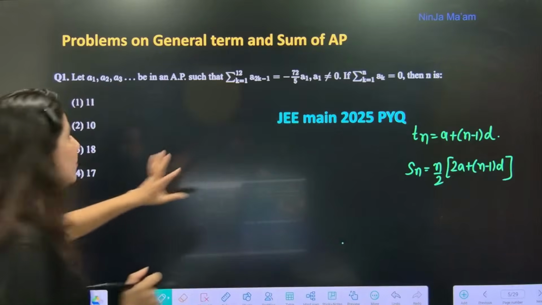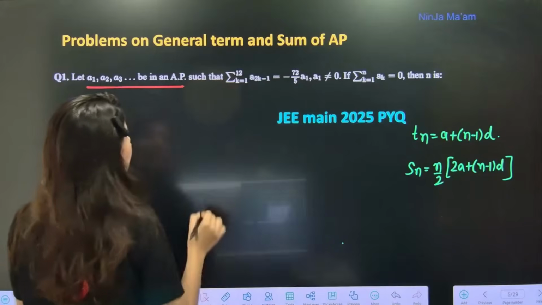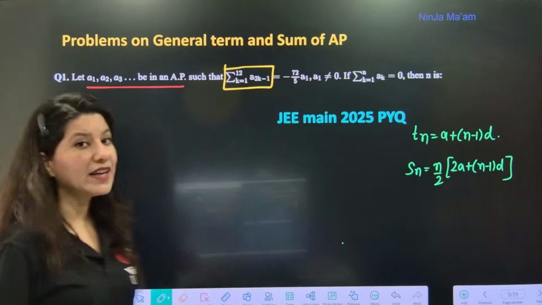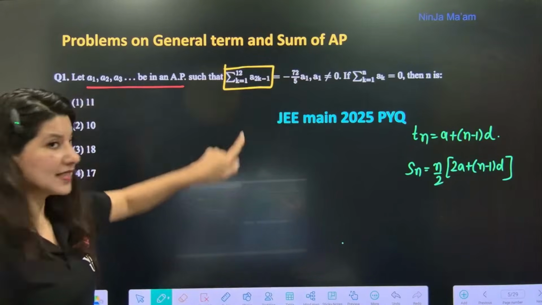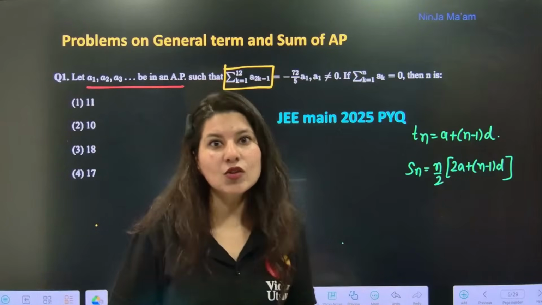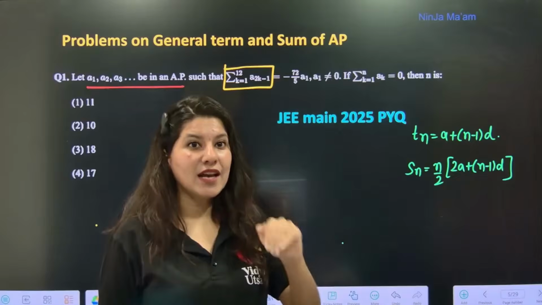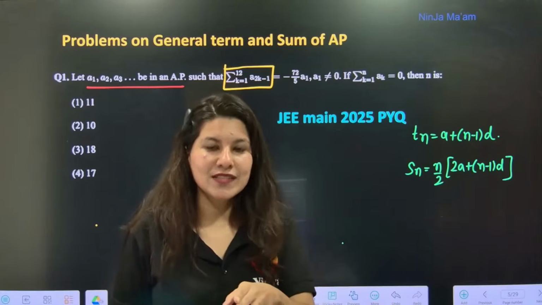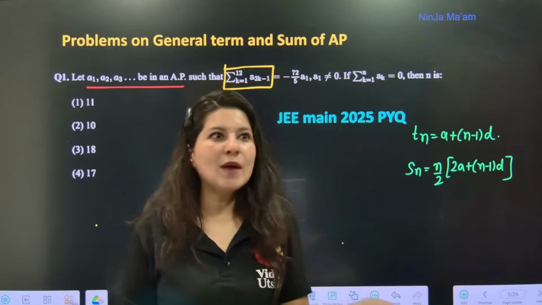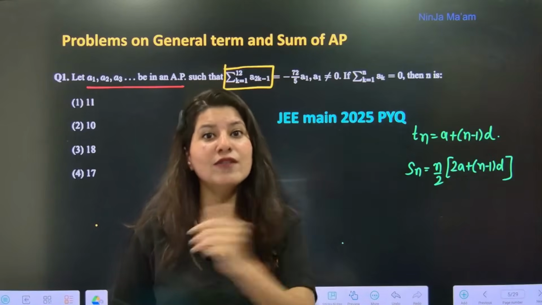JEE 2025 PYQ, let's see. This is an AP in such a way that the sigma of this is minus 72 by 5 a1. Let's understand what this is. Do not get scared of sigma, because sigma is the easiest thing on the planet. If somebody tells me, ma'am, I'm getting scared of sigma, please do not get scared of sigma. Get scared of 1 plus 2. What is 1 plus 2, ma'am? I don't know, I am scared. Fine. But if you are scared of sigma, Ninja ma'am is going to give you a digital slap.